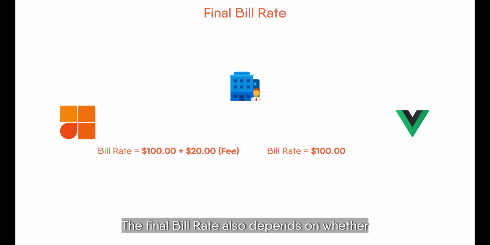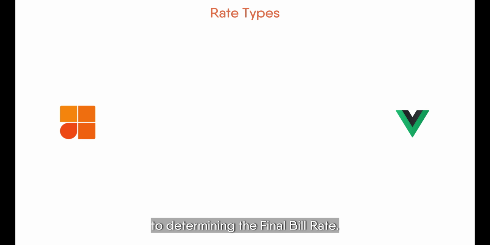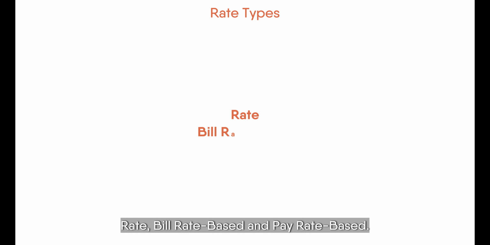The final bill rate also depends on whether the rate defined is pay rate or bill rate based. Rate types delineate the various approaches to determining the final bill rate. To illustrate, let's focus on the three primary types: rate, bill rate based, and pay rate based.